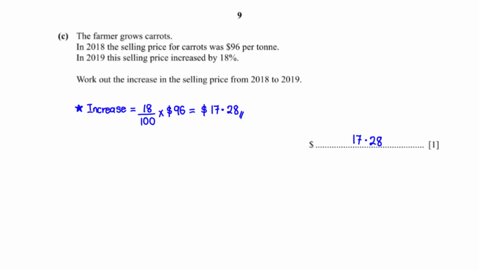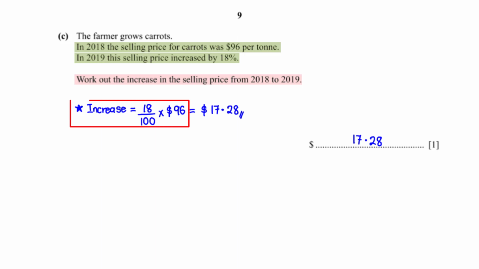The farmer grows carrots. In 2018, the selling price for carrots was $96 per ton. In 2019, this selling price increased by 18%. Work out the increase in the selling price from 2018 to 2019. To get the increase in the selling price, we multiply 18%, which is the same as 18 over 100, by the old selling price, which is $96. This gives us $17.28.